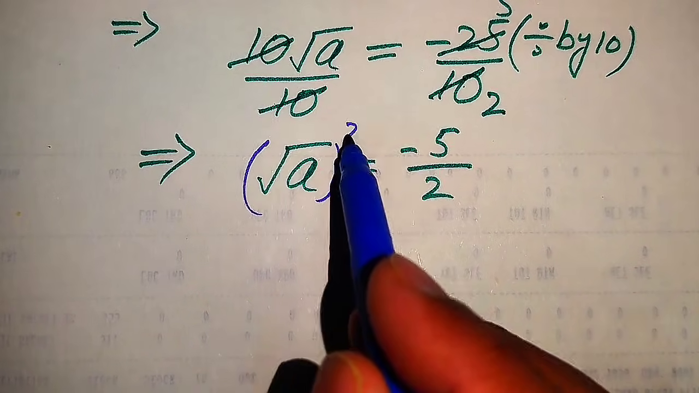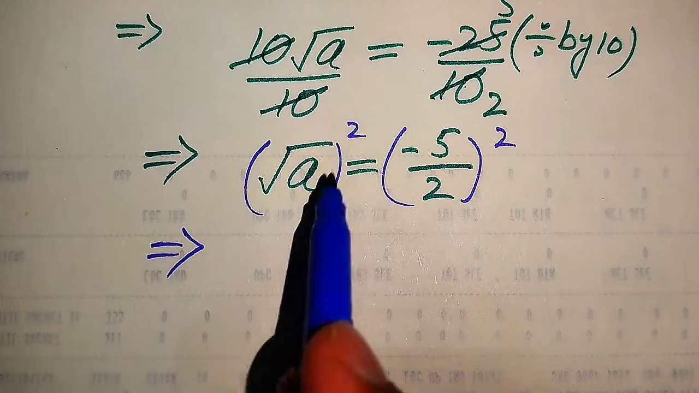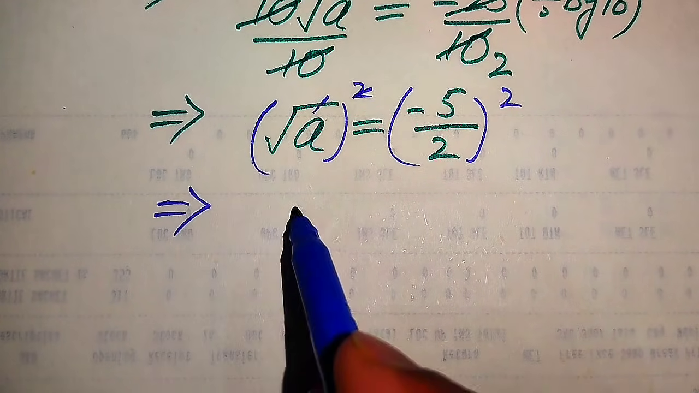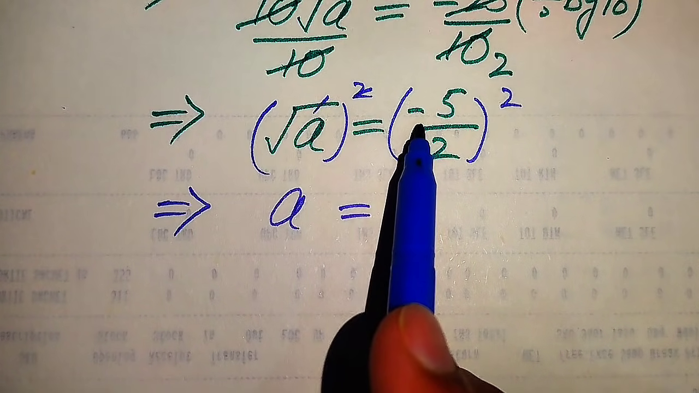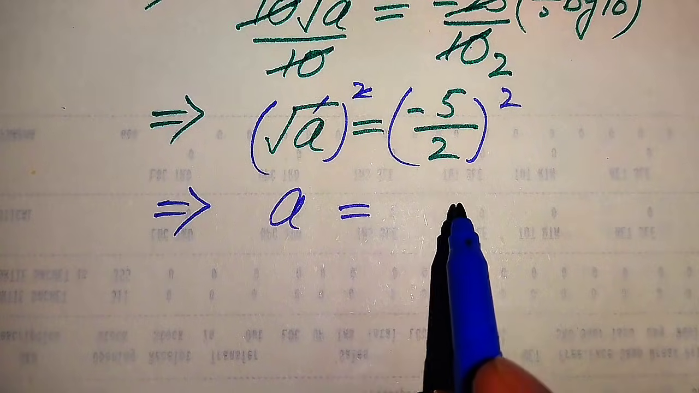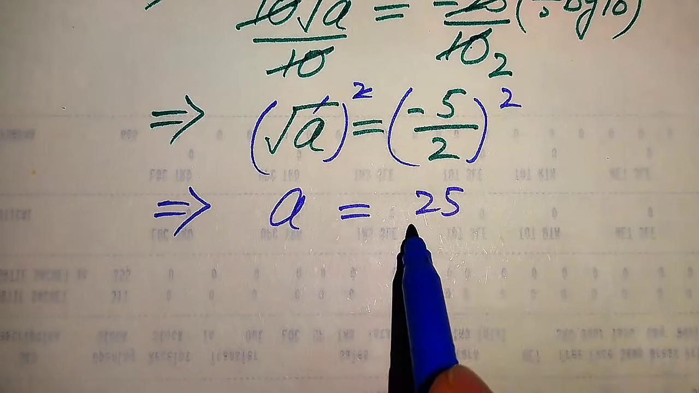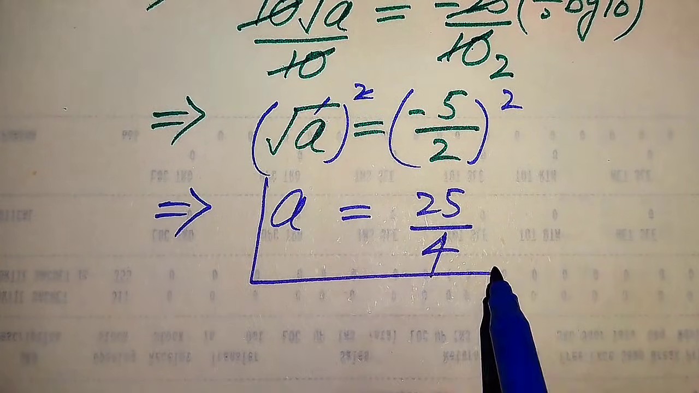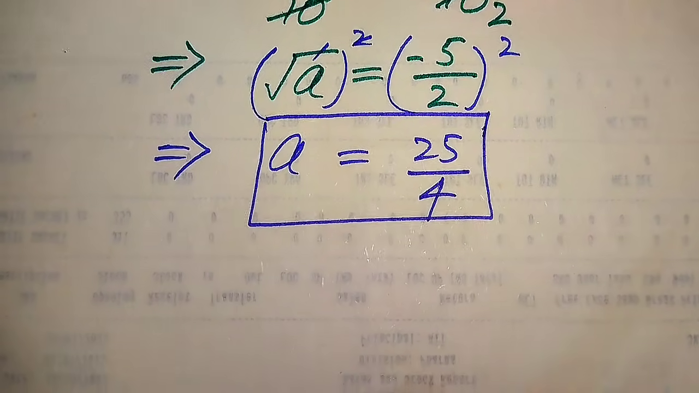For this we take squaring on both sides, and you see here that this 2 and this square root are cancelled out by each other, and we get a only is equal to minus 5 squared. You know that the square of a negative term becomes positive, so the square of 5 becomes 25, and the square of 2 becomes 4. So this is the value of a which we get in the first method.